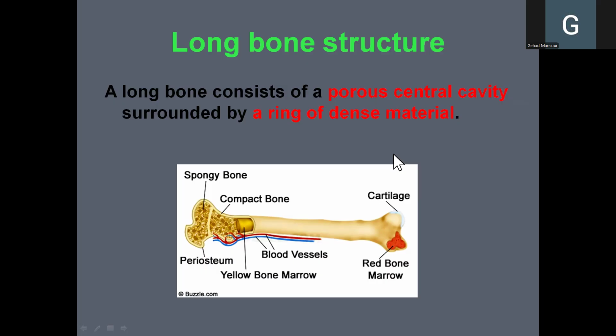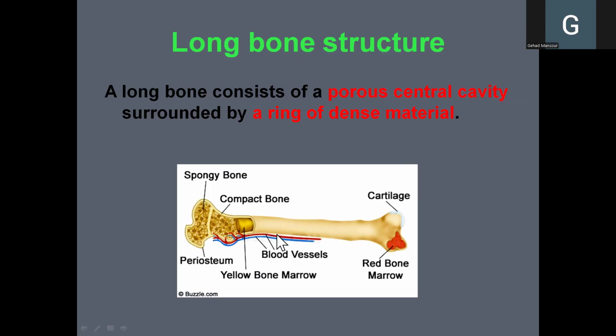As we said before, a long bone is a bone whose length is more than its width, even if that bone is short, like the bones of the phalanges. So it's not related to how long the bone is, but rather to the fact that the length of the bone is greater than the width.